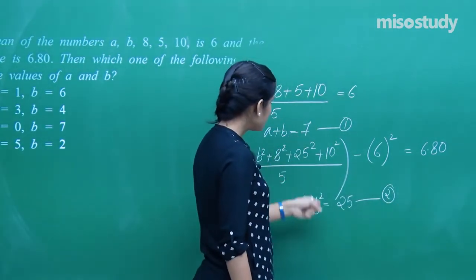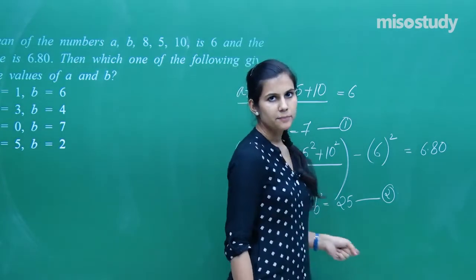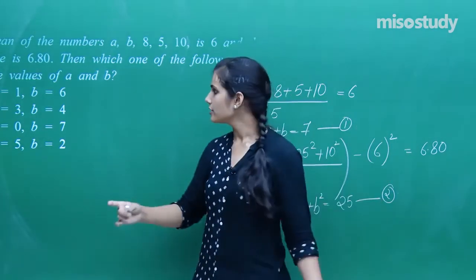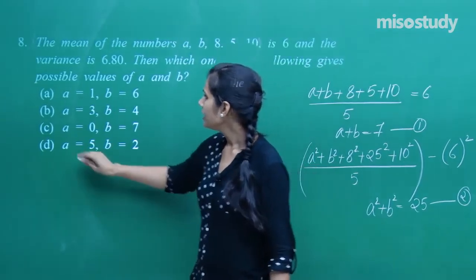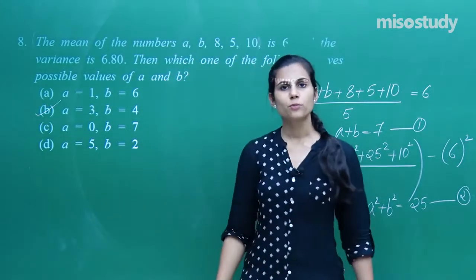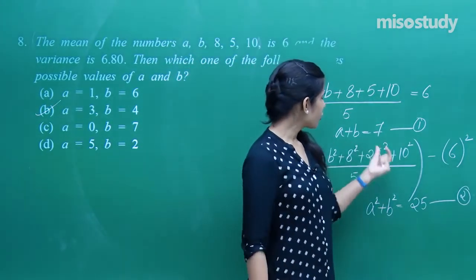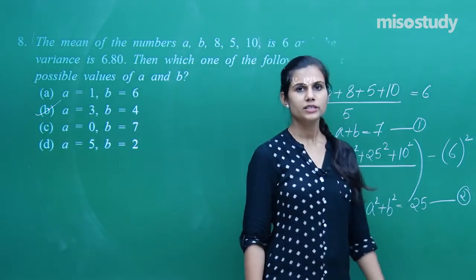Which is that a and b which is going to satisfy both of them. Now you don't need to move in a random direction. There are already 4 pairs of a and b given to you, and you can see a = 3, b = 4 satisfies both the relationships. 3 plus 4 is 7 and 3 square plus 4 square is 25.